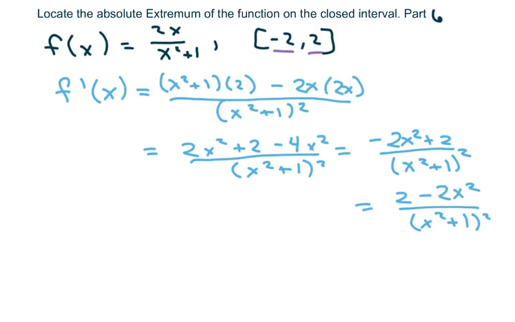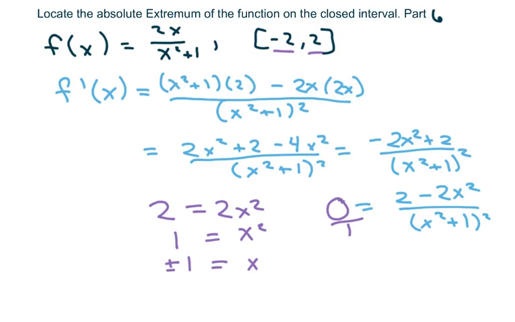Okay, so we set this to 0 to find your critical numbers, and what happens is the denominator cancels. So we're going to get 2, as you saw for the numerator, 2 equals 2x squared. So x squared equals 1, so x equals plus or minus square root of 1, which is just 1. And both plus and minus 1 are in our closed interval here.